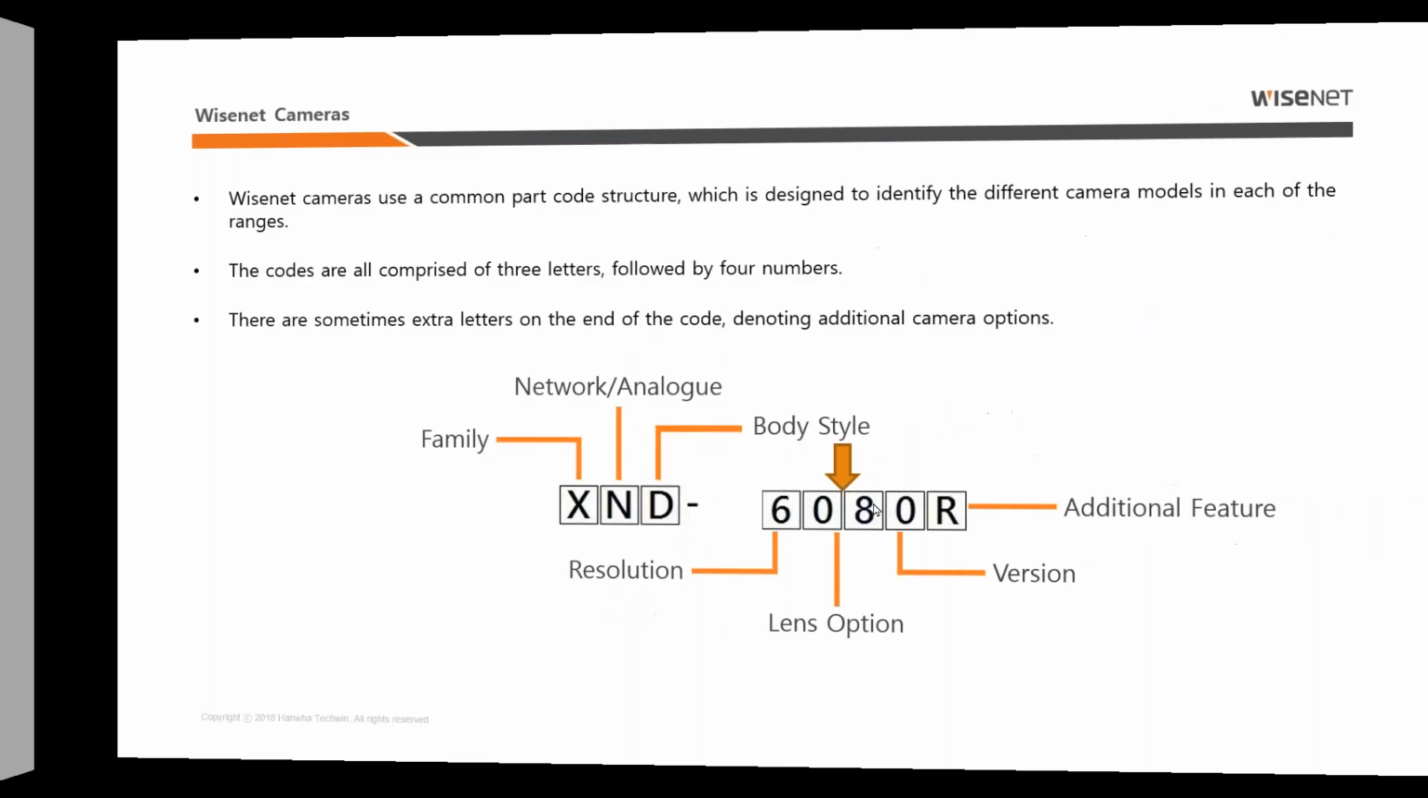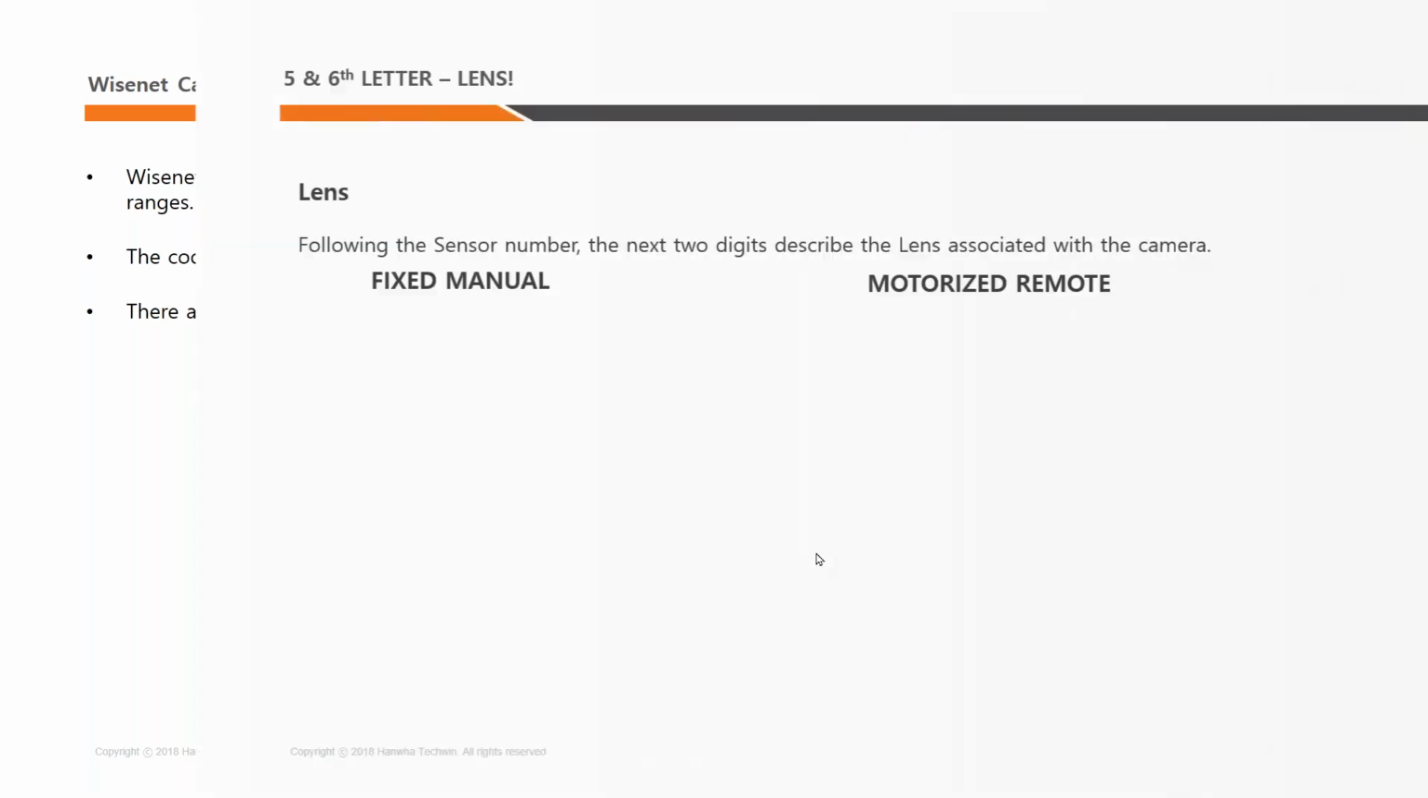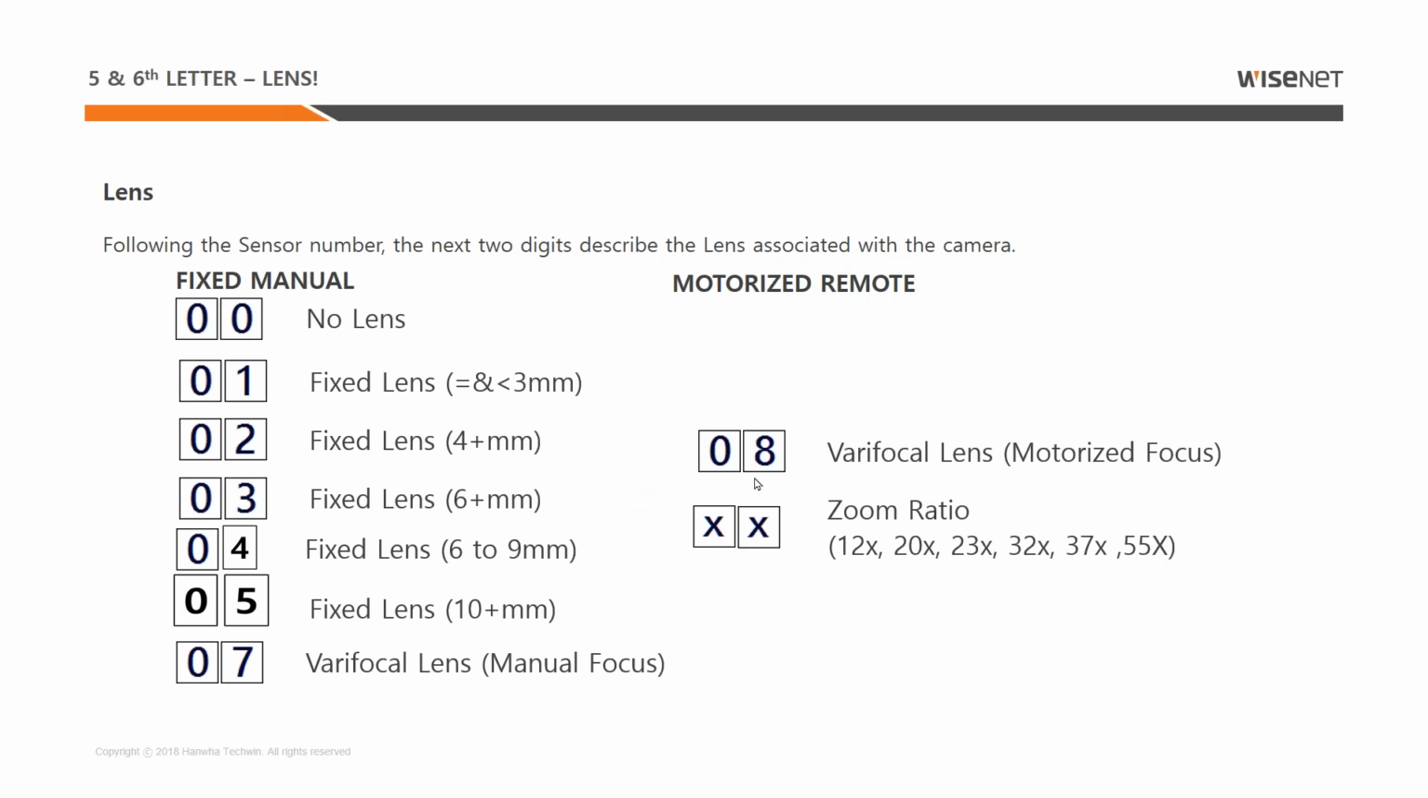Next is two digits. Again, you don't have to memorize any of this. Two digits is for the lens. So if you have 08, it represents an adjustable lens. And 08 is a motorized adjustable lens.